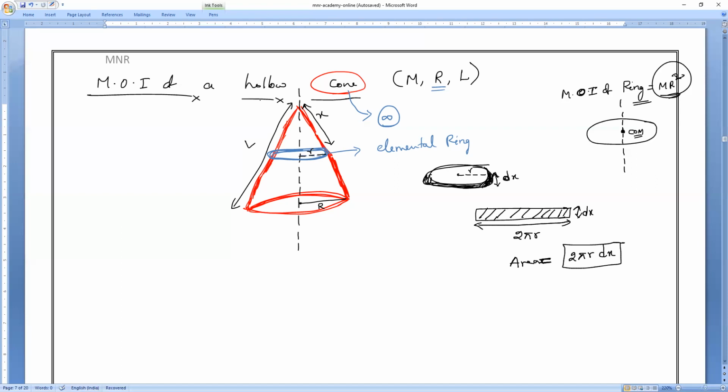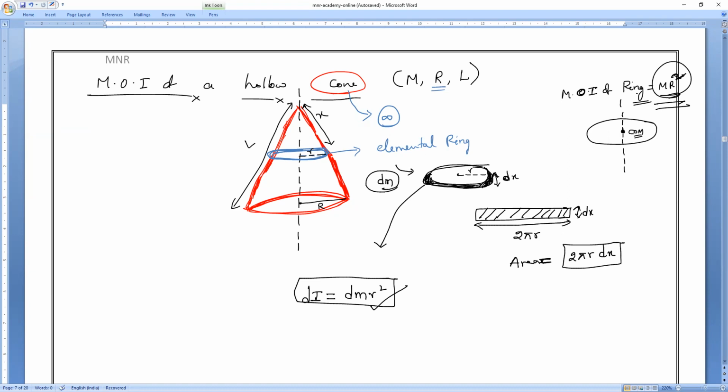Now, as I said before, let me take the elementary ring with mass dm. So what is the moment of inertia of this particular part? Anybody can tell me? Many things we have already solved till now. So dI equals what? dm into r square, because we all know the moment of inertia of a ring is M r square. We are taking only dm mass.